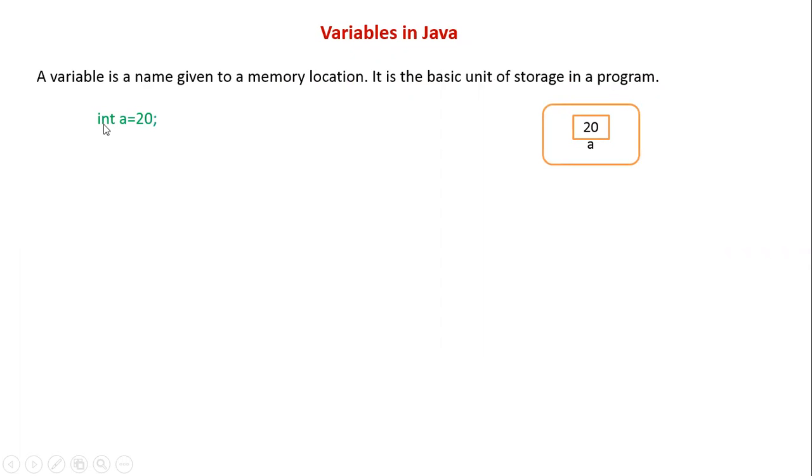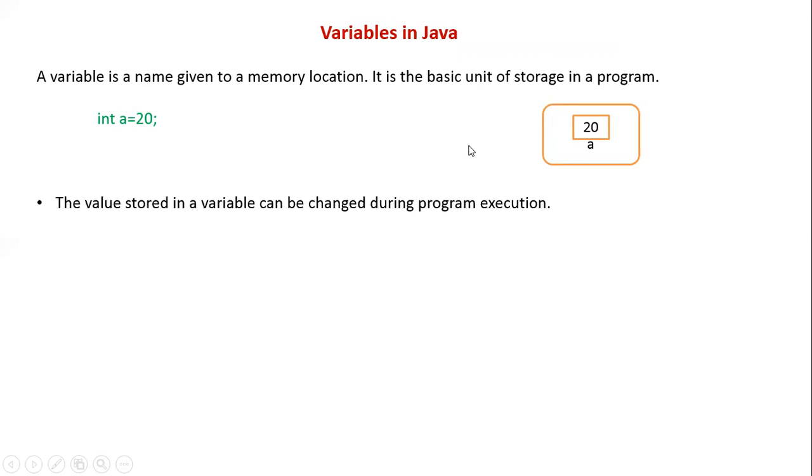Here int is a data type, a is a variable name, and 20 is a literal or a constant which is assigned to this variable a. So when we write this statement, the JVM will allocate a memory location in the memory, assign a name to that memory location, and store this value in that memory location.